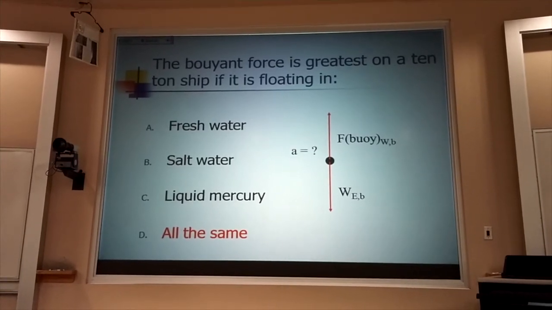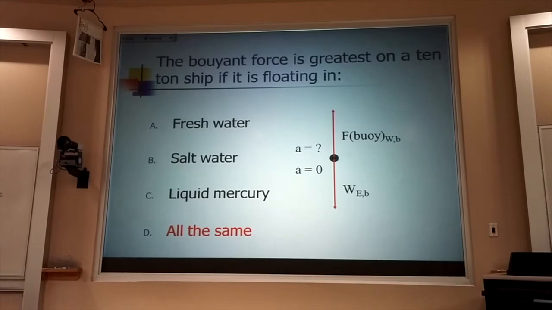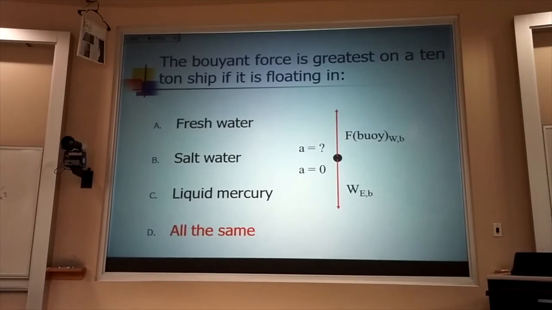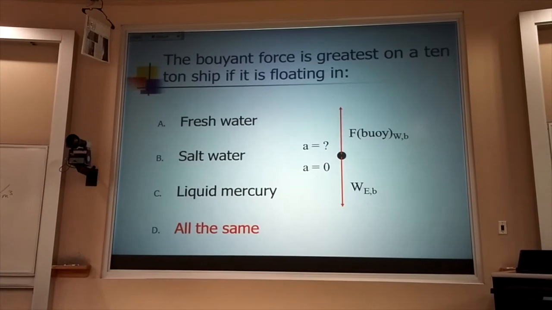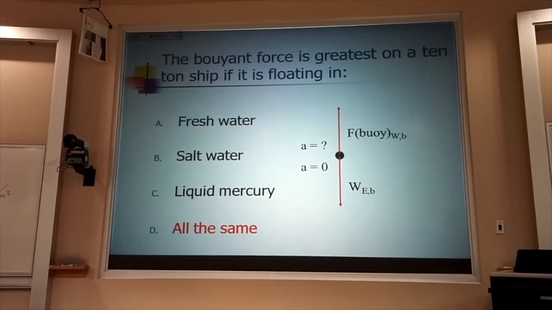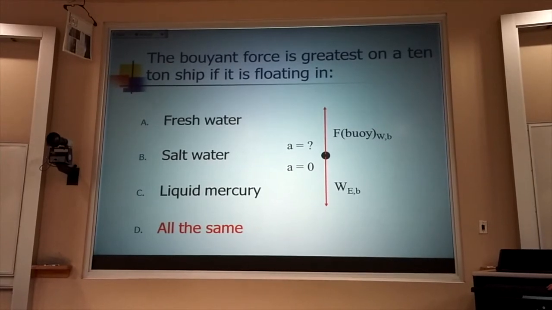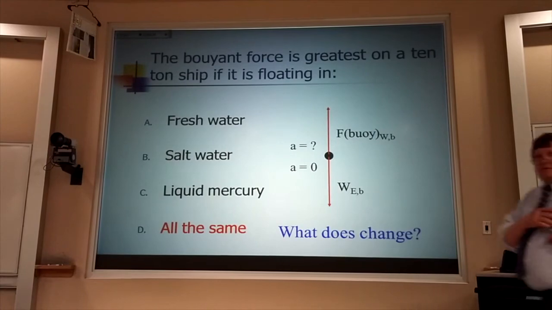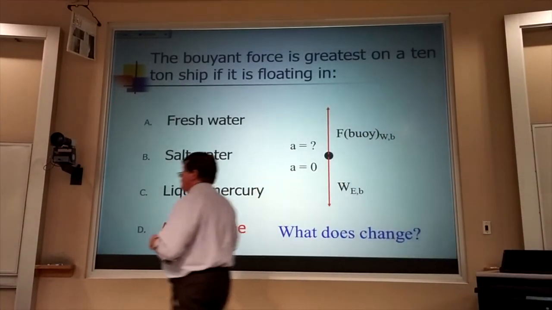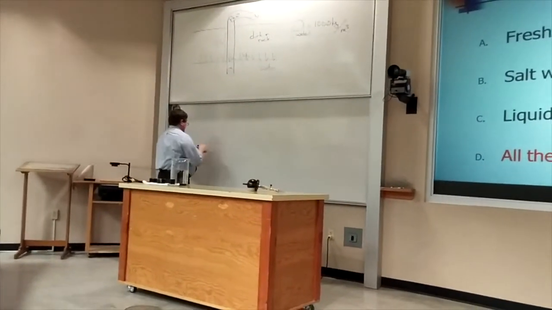And what's the acceleration of a ship that's floating? Zero. And that means that these two forces have to be equal and opposite by what law? By second law with zero acceleration. And that means that that buoyant force has to be 10 tons, whatever it's floating in. So what is different between floating in fresh water and liquid mercury? Yeah, how it floats, how low it floats.